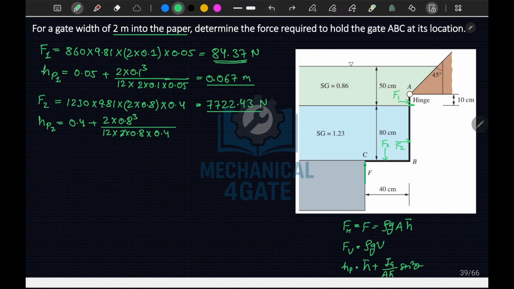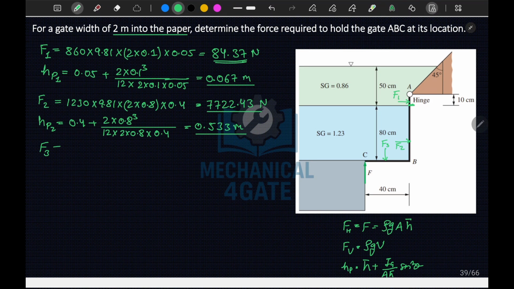So this will become 0.64, which is your 0.8 squared, divided by 12, divided by 0.4, plus 0.4. So this comes out to be 0.533 meter. Now if I calculate your F3, F3 is basically your vertical component of force.